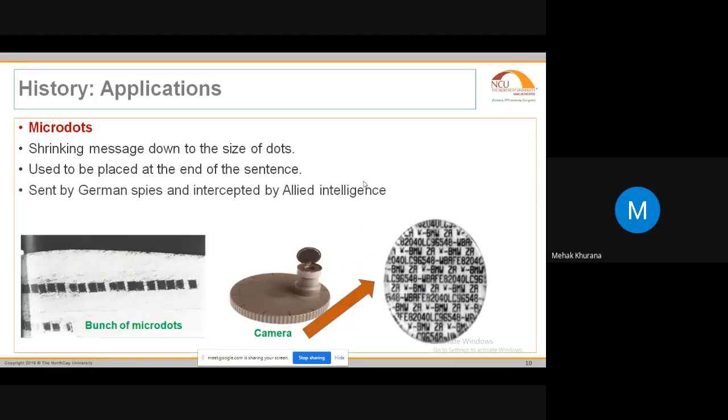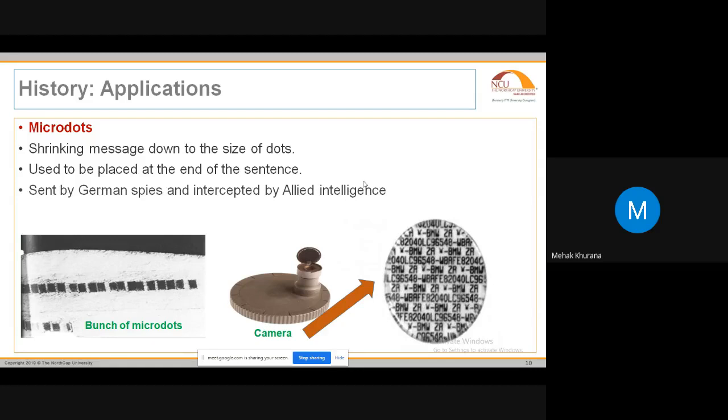Another method was the microdot. You can see in this image a small camera. With the help of this camera, the bunch of microdots you can see on the left-hand side were produced, so that the font size of the message was shrunk to such a level that it was understood as a dot, not as a message. On the right side, there is the message. When it reached the destination, they would zoom in and see whatever was written with the help of the dot.